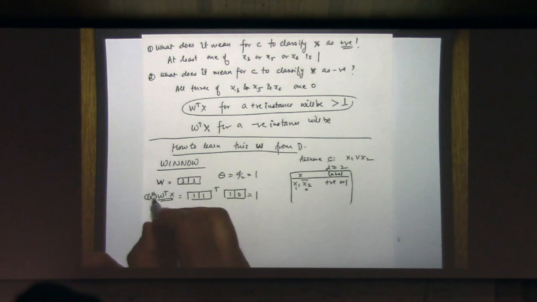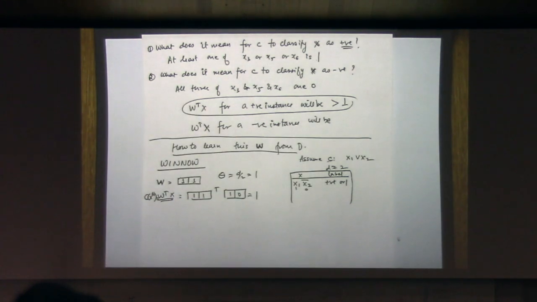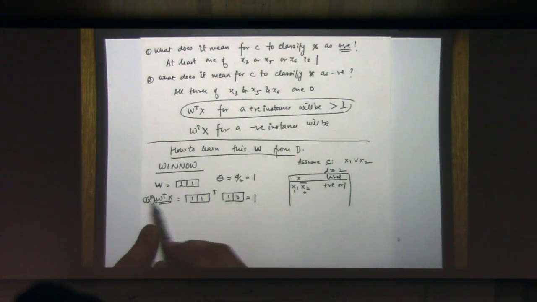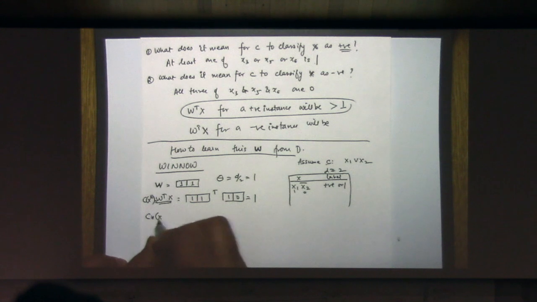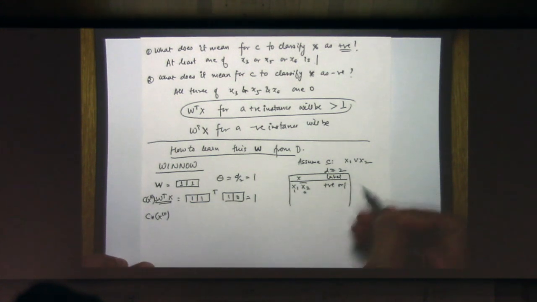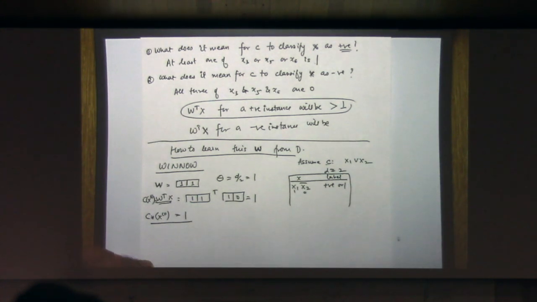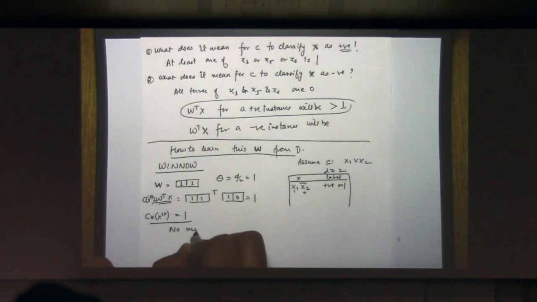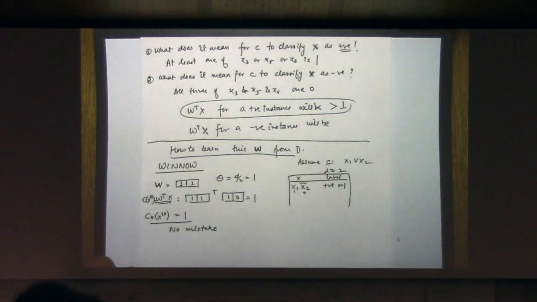In the algorithm, I also have a subscript to denote which iteration it is. So for the first training instance, this is my prediction, right? And the C star of x of 1, the real label, of course, is 1, right? Which means there's no mistake, so you don't do anything.